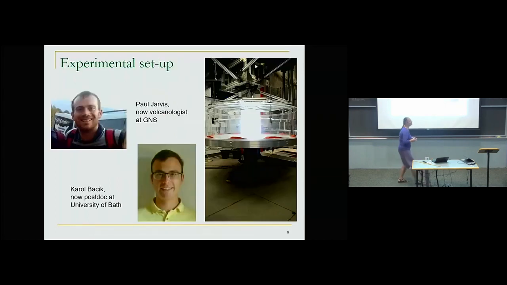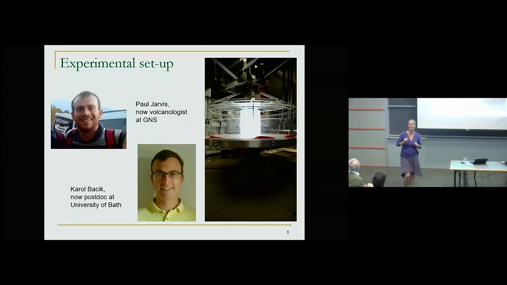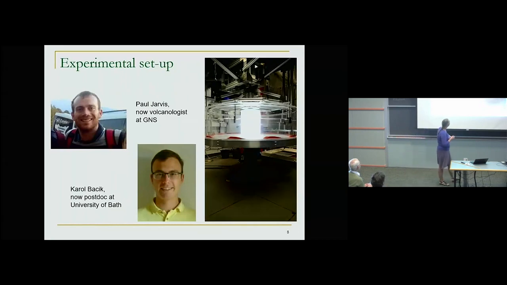So now going to our experiments. This experiment is in Cambridge, and these are the two people that have worked on it in the lab. And this person, for the volcanologists in the room, may recognize him. He's actually a volcanologist. He's now back in New Zealand. This is Paul Jarvis. He set up the experiment, and then Carl has done a lot of the measurements that you will see. So this is the experiment in the lab.